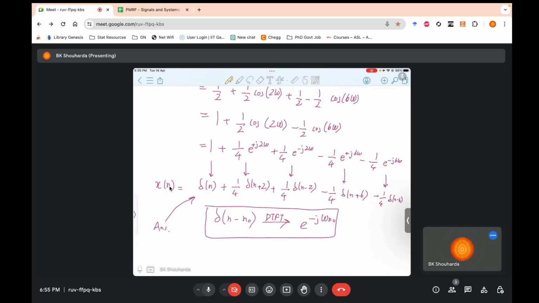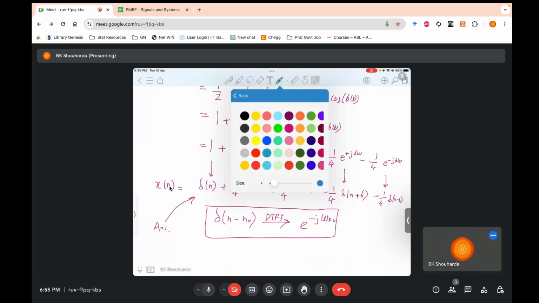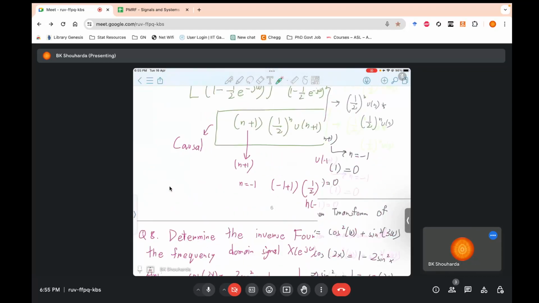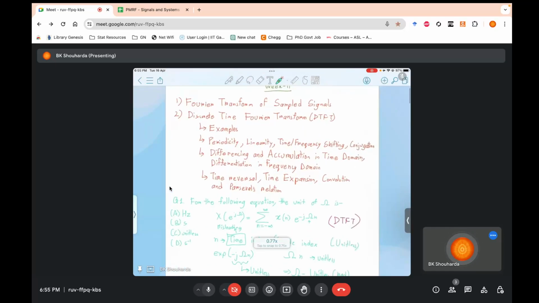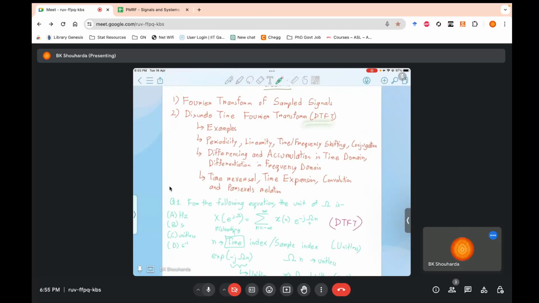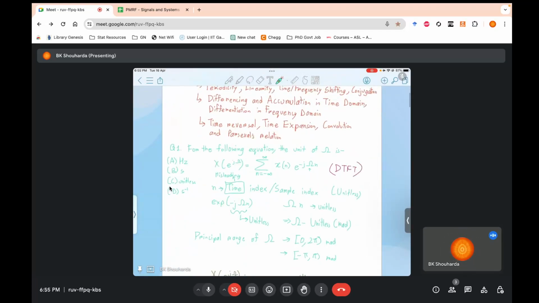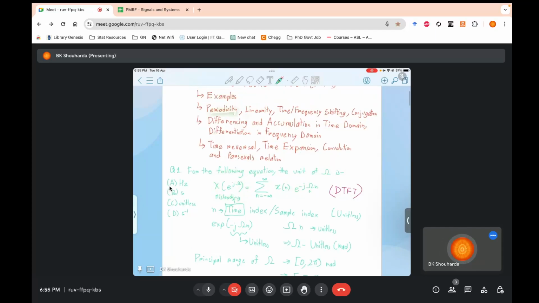Week 11. In week 11 we covered the Fourier transform of sampled signals, the DTFT. You have a discrete time signal, which is aperiodic, and you get a continuous discrete time Fourier transform. It is continuous, but periodic with a period of 2 pi. That's the only new property, because the rest of them, periodicity, linearity, and all of these, are completely the same as the normal Fourier transforms.